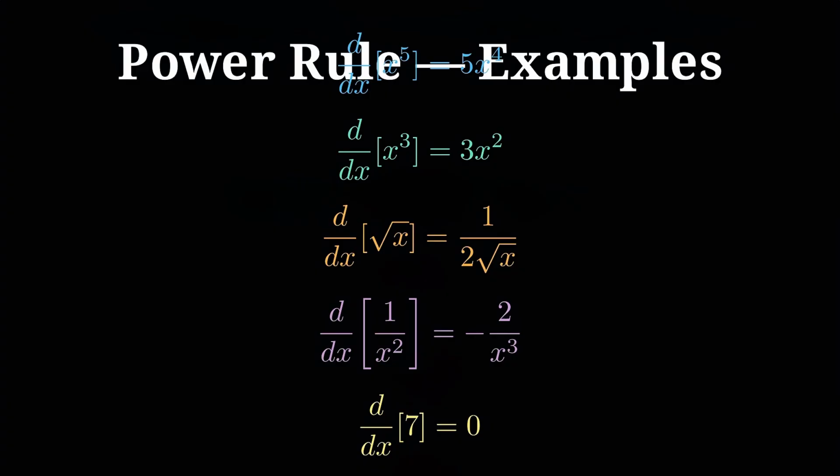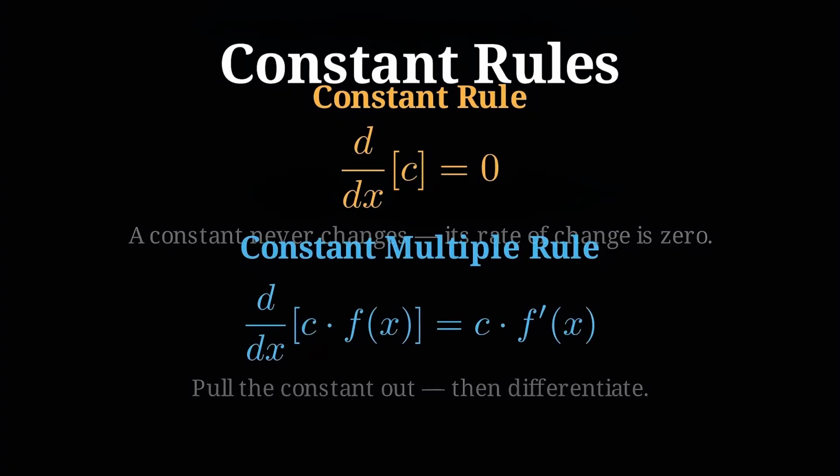Two simple but important rules. The constant rule: the derivative of any constant is 0. A horizontal line never changes, so its rate of change is always 0. The constant multiple rule: if you have a constant multiplied by a function, pull the constant out and differentiate the function. The derivative of c times f of x equals c times f prime of x.